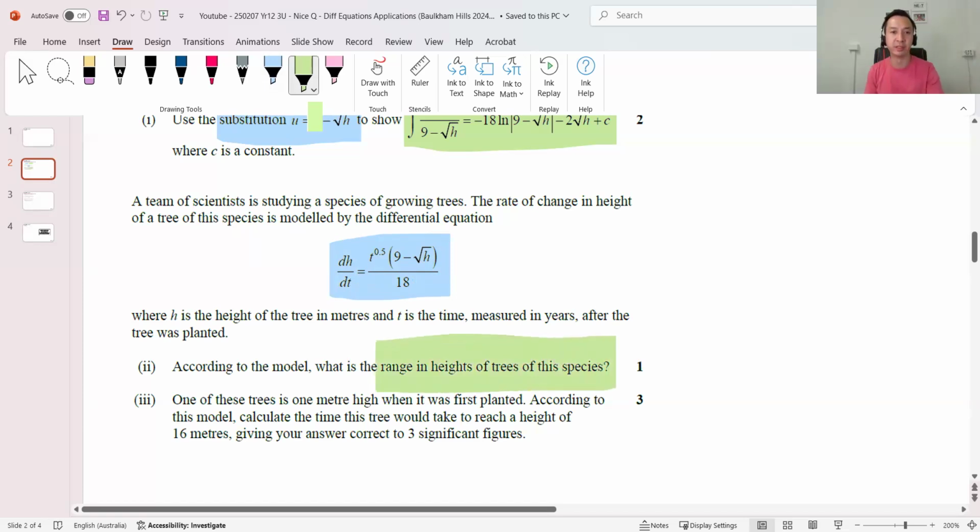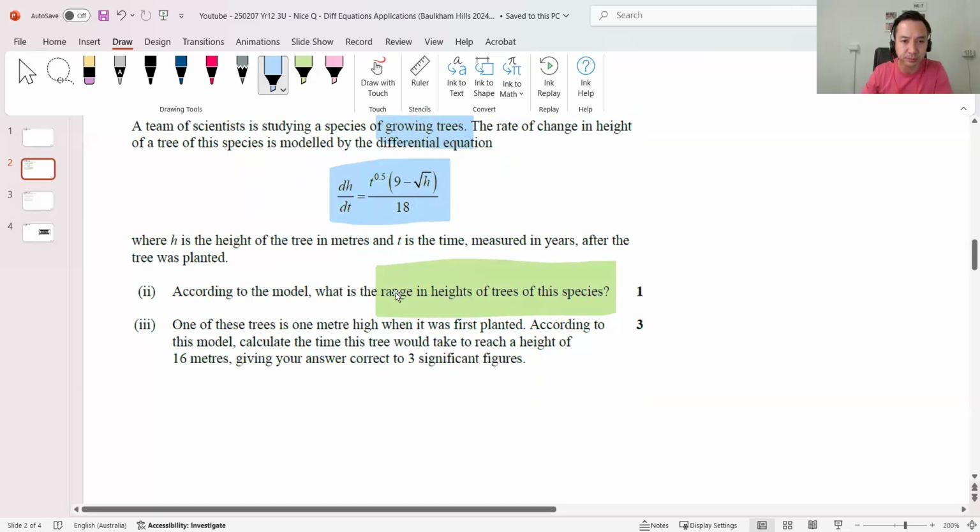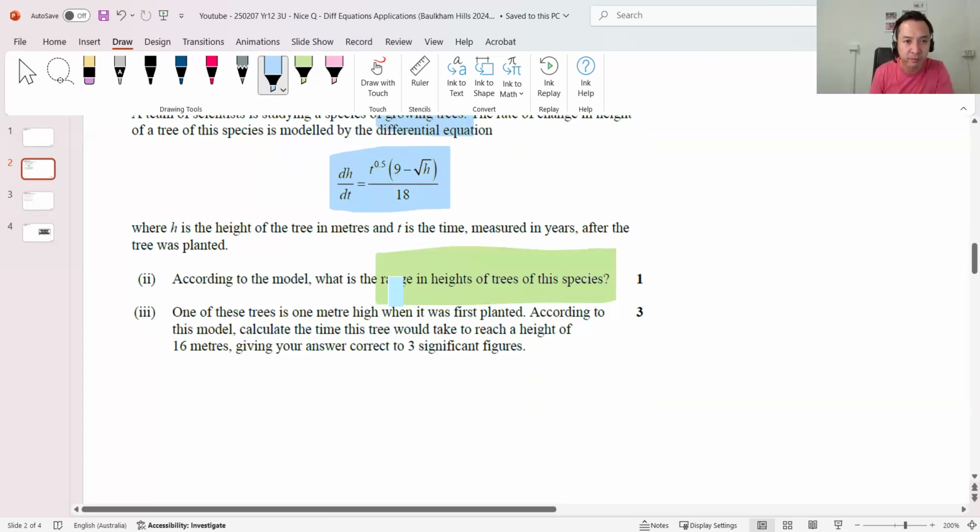Yeah, so I'm assuming the fact that it's growing trees, right? This guy's always positive, so I think we can get something done there. And the last question there, one of these trees is 1 meter high when it's first planted, right? So that gives you information. I'm assuming for the integration, we need to find the constants with that. And according to the model, calculate the time. So they want time here, right? Yeah, when it reaches 16.